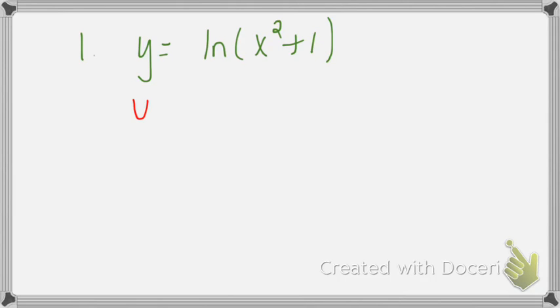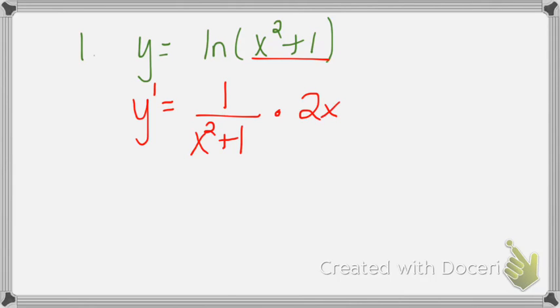Alright, so the derivative of this, we know that the derivative of natural log is 1 over x, or in this case 1 over whatever it's the natural log of, but then you multiply by the derivative of whatever you were taking natural log of. So I multiply by 2x. And you could write that as 2x over x squared plus 1.